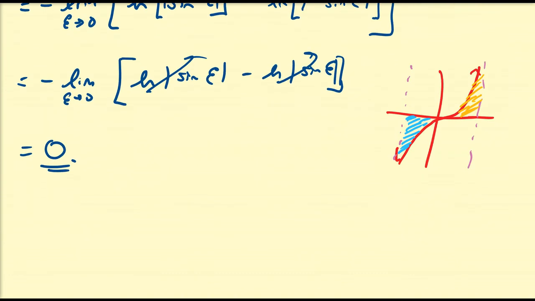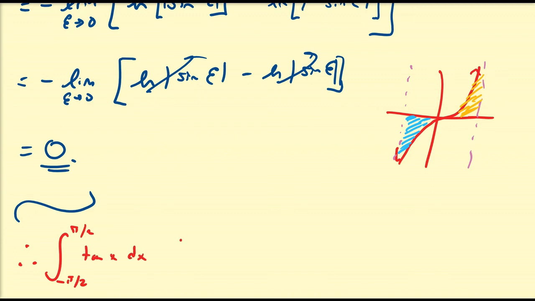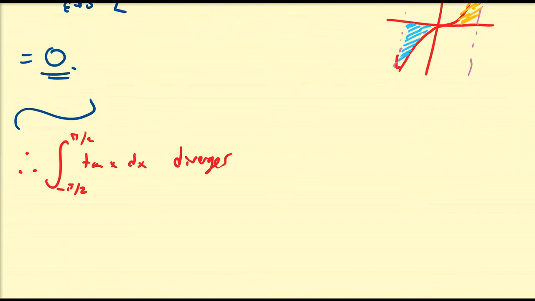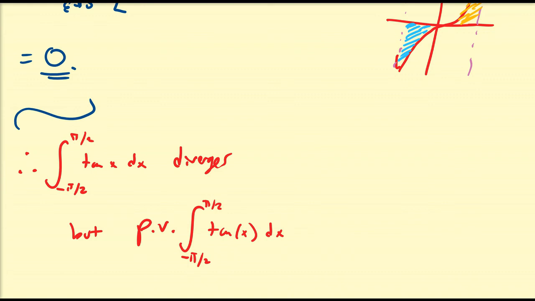So what can we say in conclusion? Therefore, the integral from minus pi over 2 to pi over 2 of tangent of x dx diverges, for sure, because we can integrate from minus pi over 2 to 0 and get a divergent integral. So by definition, this integral diverges. But the principal value of this integral is equal to 0.